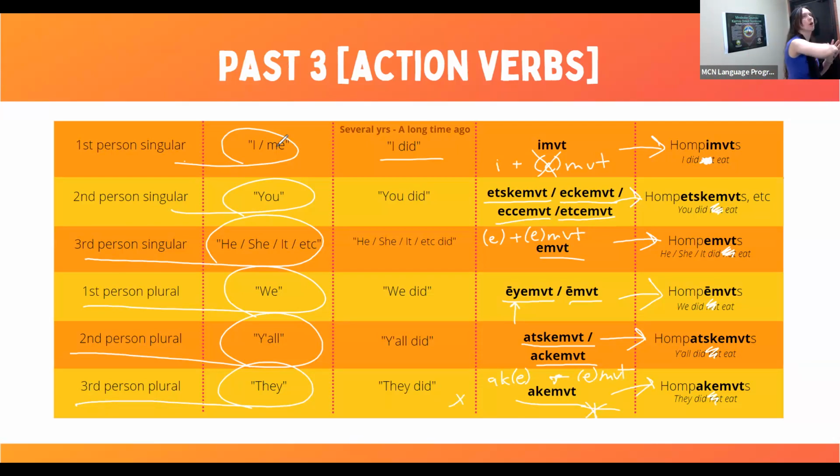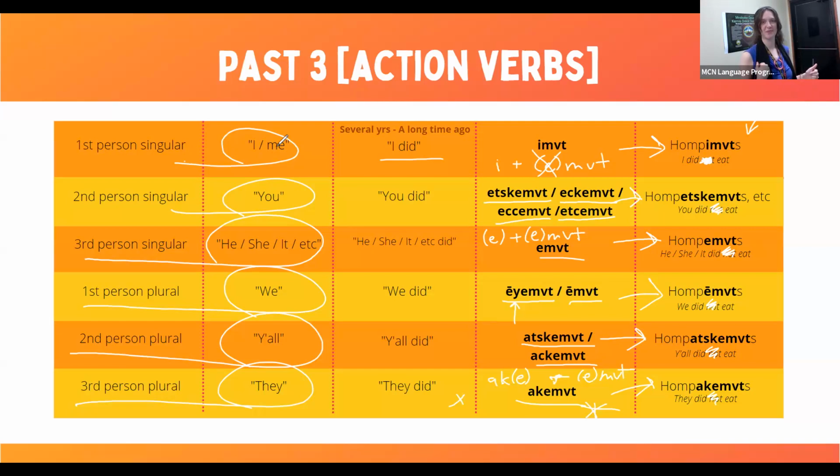Okay, so starting on this row, each one twice, I say, you say. So, hombemuts. Hombemuts. Nice. I ate a long time ago. So, you ate a long time ago. Hombitskimuts. Mvskoke. Hombitskimuts. Mvskoke. Nice. He, she, or it ate. Hombimuts. Hombimuts. He ate.